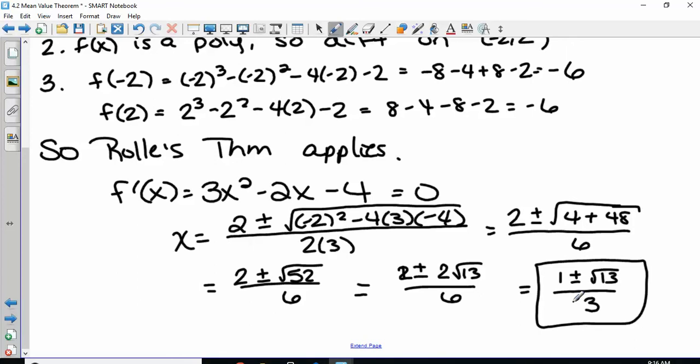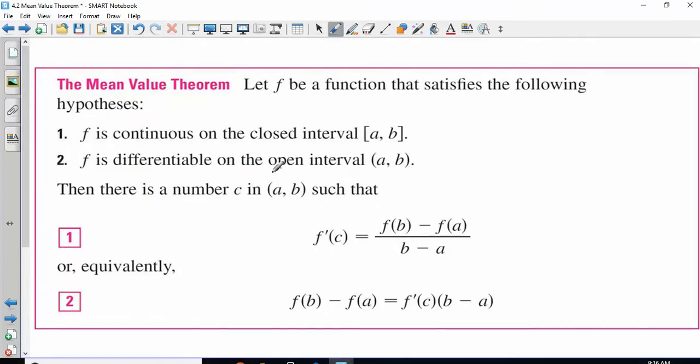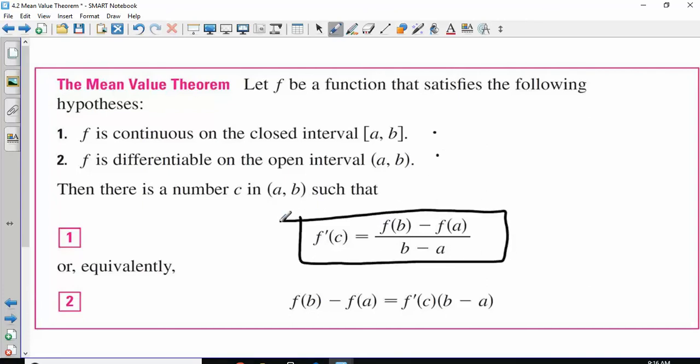The next step is the mean value theorem. These are really kind of the same. Rolle's is like a special condition of the mean value theorem. So it starts out, mean value theorem has fewer conditions. It has to be continuous on the closed interval, differentiable on the open. Then it tells us that somewhere in the interval, the derivative is equal to f of b minus f of a over b minus a.